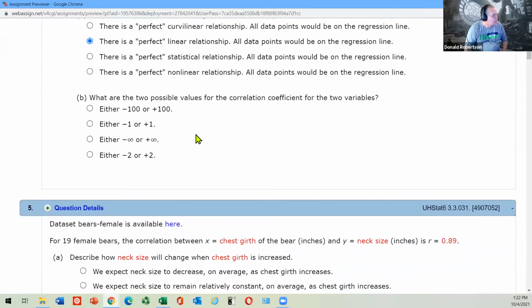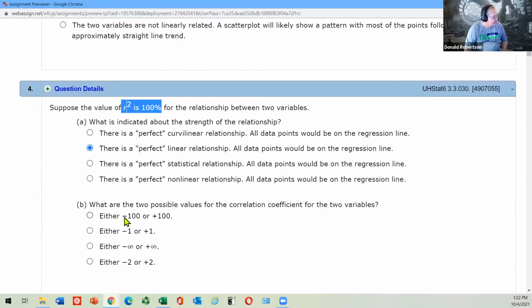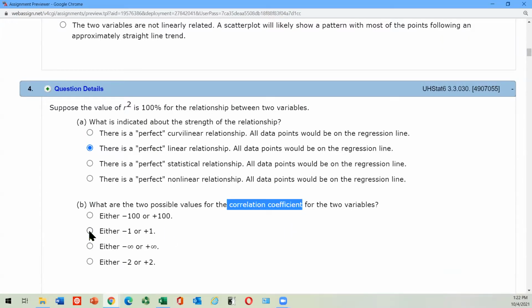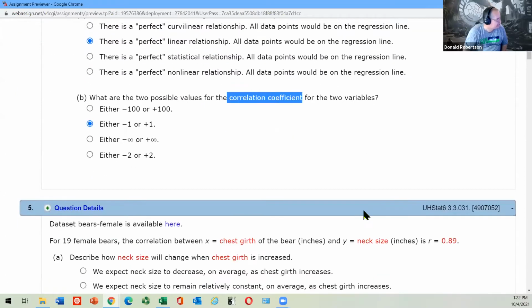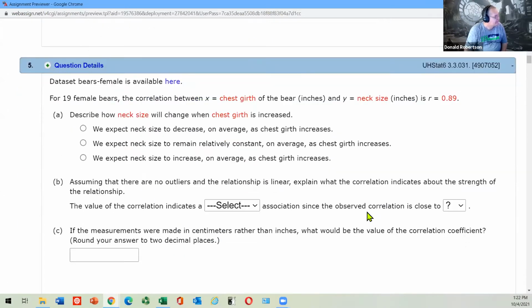Now, between these 4 choices, R squared is 100%. Between which one of these 4 would the correlation coefficient be? That's the R guy. So if R squared is 100%, what do you get for R? Either 1 or negative 1. Agreed. I wish that question had been like 82% or something so you could do some calculations, but you know, it's fine. It works.